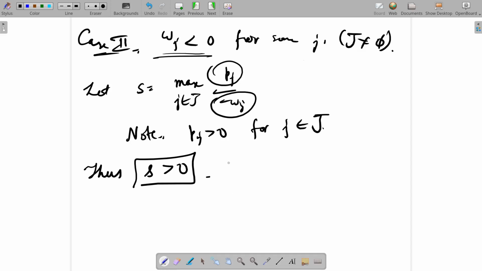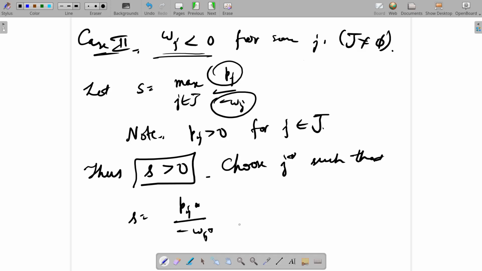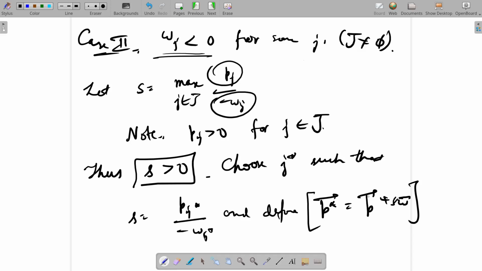So we can choose an index. So choose an index j star such that s is equal to pj star over minus wj star, and define this new point, p plus s times w. So remember, whenever we are trying to find a new point, this w was supposed to be the vector in which we are traveling. So p plus sw will always satisfy the equality constraints Ax equals b, because Aw was equal to 0. But the main question is whether we can find an s such that this is in fact in the feasible set.